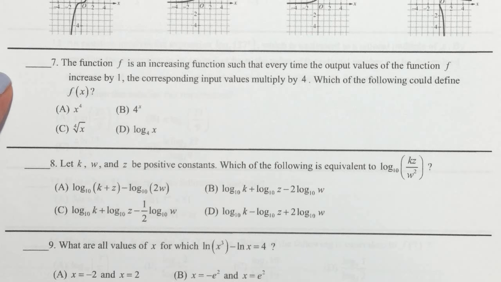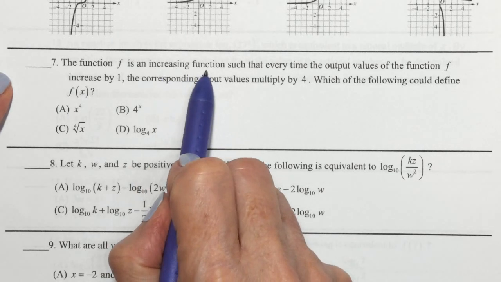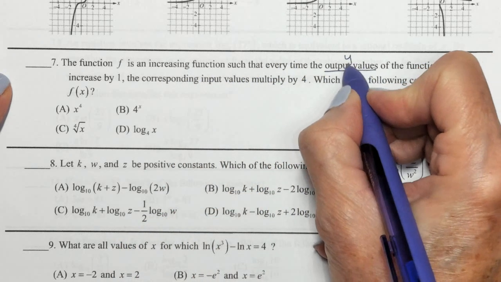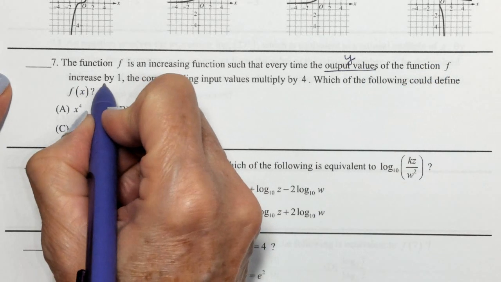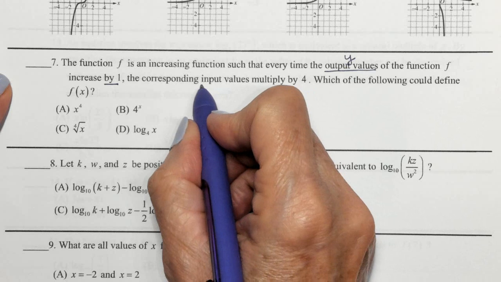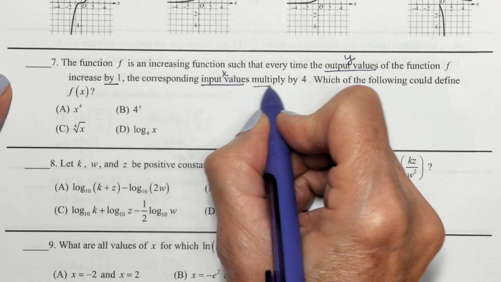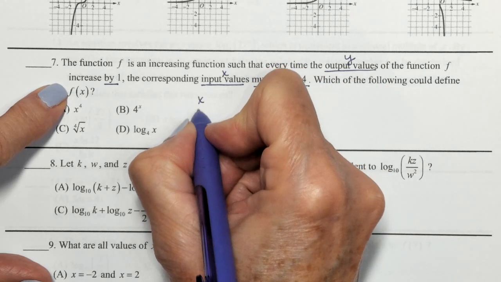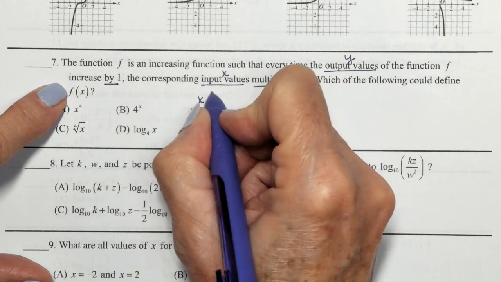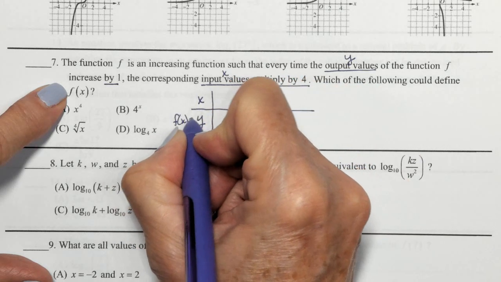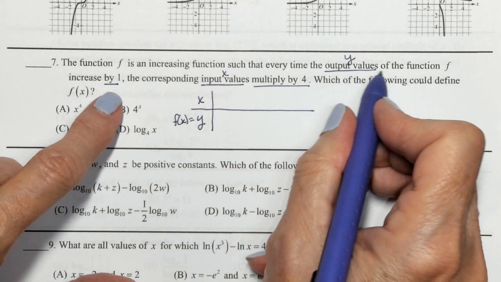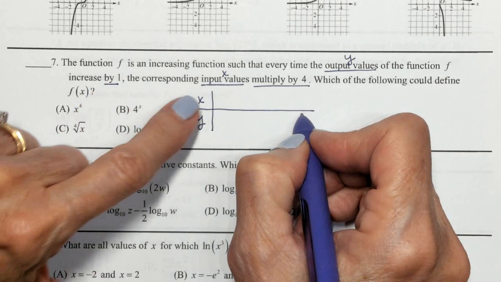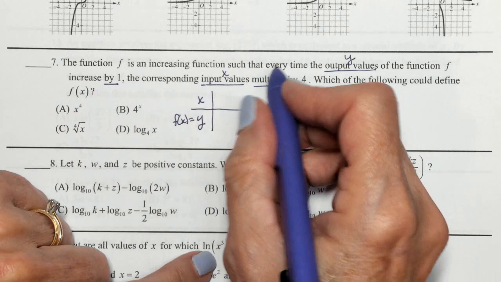All right, number 7. The function f is an increasing function such that every time the output values, those are the y values of the function, increase by 1, the corresponding input values, those are the x's, multiply by 4. Which of the following could be f of x? Let's set up a little table of values here. This is f of x down here.